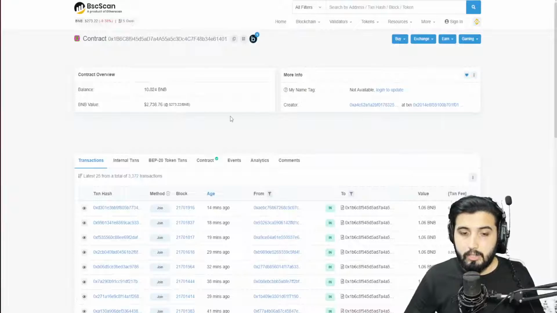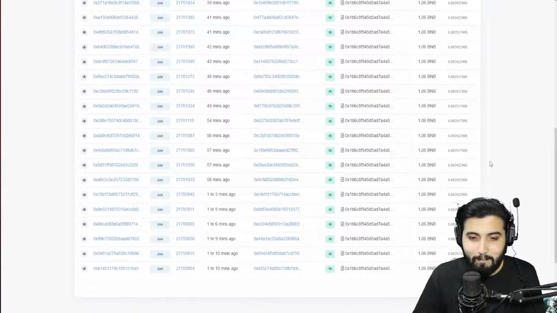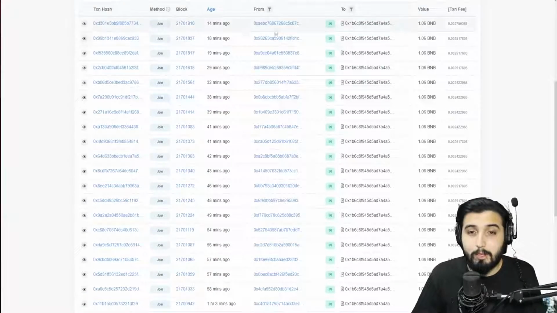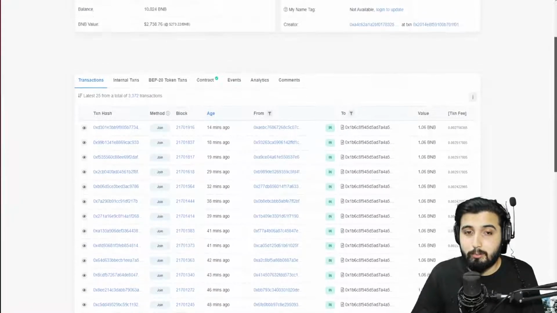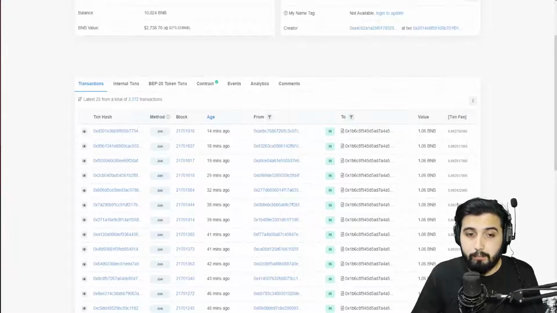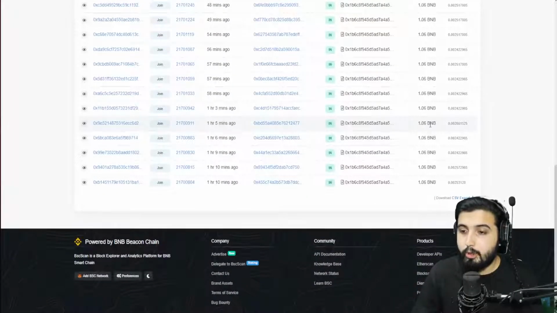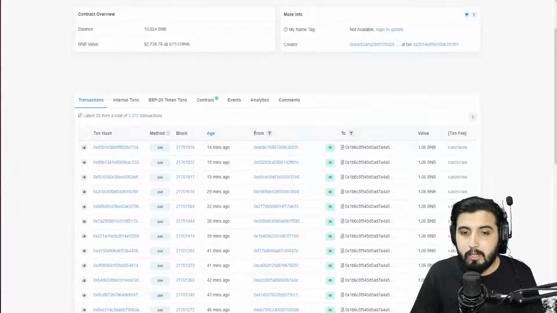This is the contract address, and you can see, wow, there's a lot of people getting into this. It's pretty crazy. You can see within 1 hour how many people have actually joined, and it's pretty insane. You can see this is being well adopted. These are the latest 25 from the total 3,372 transactions, and it's not even really old. It's just really new, and still people are coming in, and you can see all of the amounts are 1.06 BNB, not more, not less, straight 1.06 BNB.